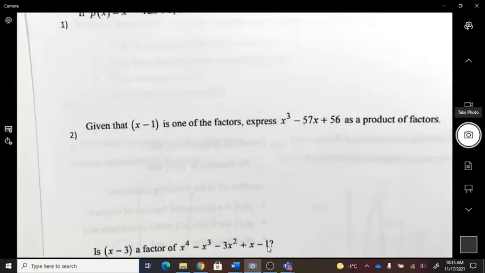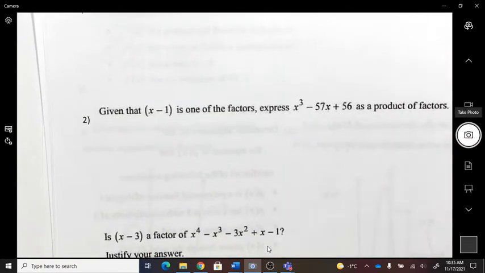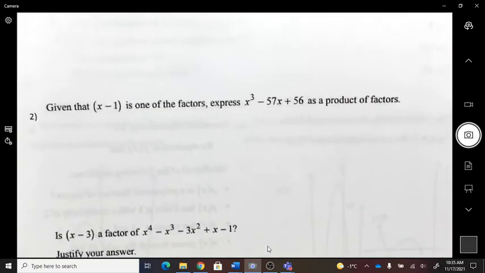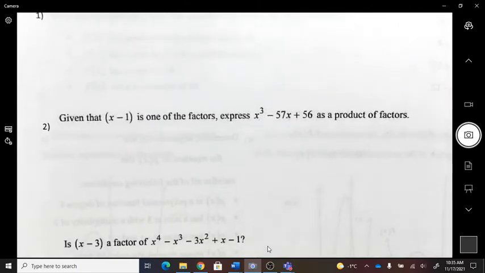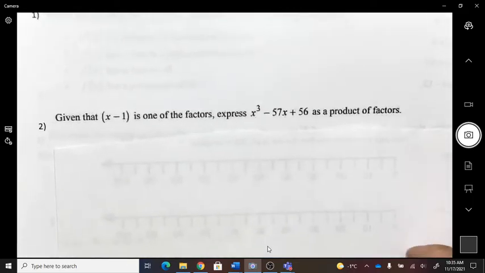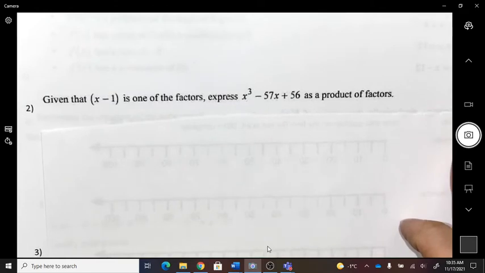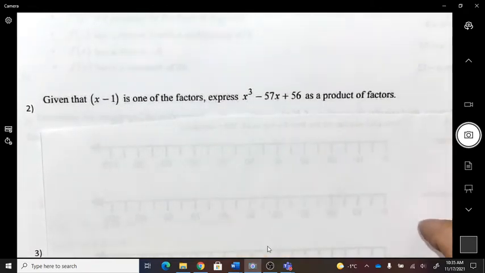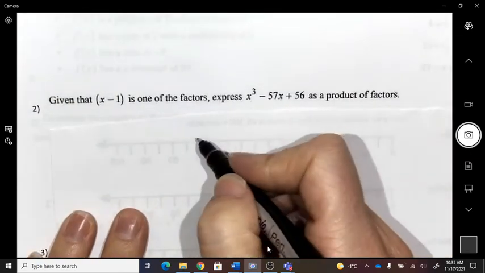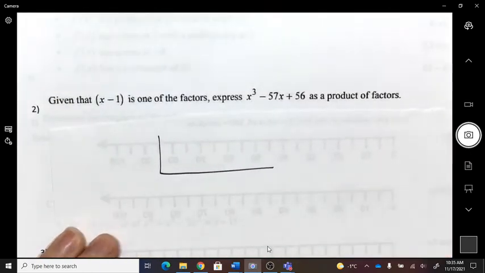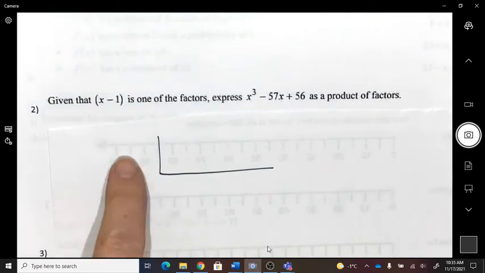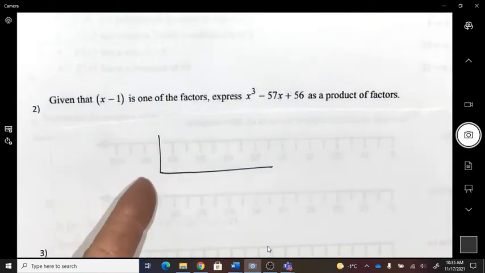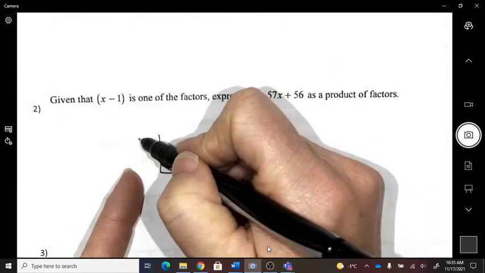Page 10, I'm on number 2. Given that x minus 1 is a factor, express this as a product of factors. So we're going to divide. What is the value you want to put in the front here? Positive 1.